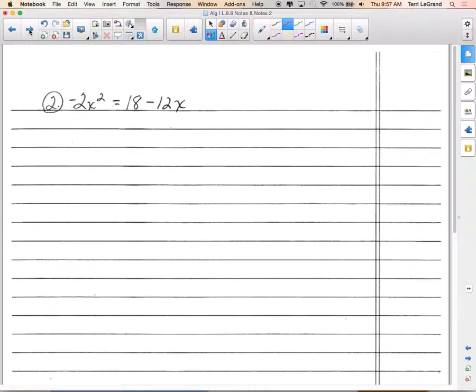Okay, negative 2x squared equals 18 minus 12x. What do you suggest we do? Add 2x squared to both sides? Okay. Because then it'll be a positive a, and that's usually nicer. So we're going to have a 0 like we need. We'll start with the 2x squared. We'll subtract the 12x. We'll add the 18.